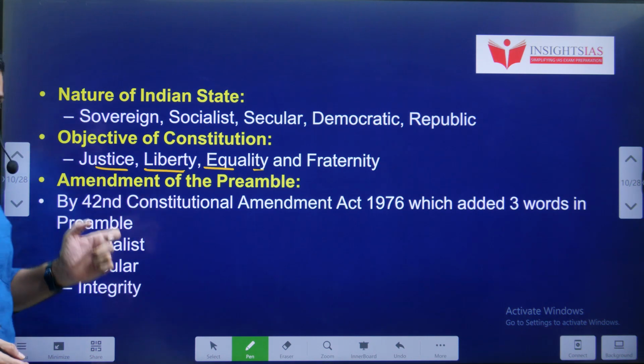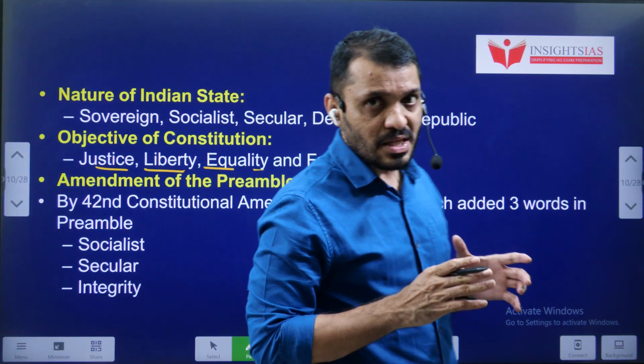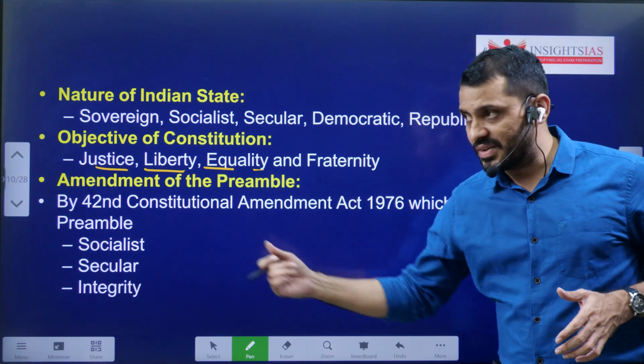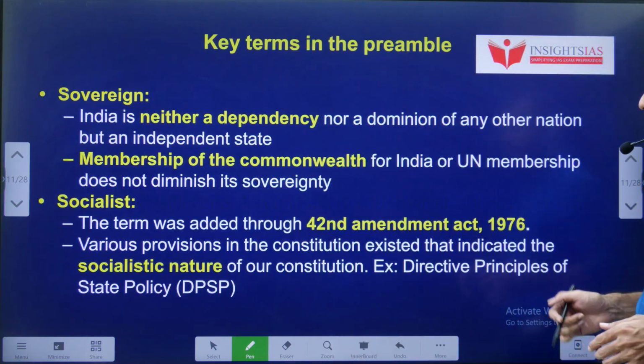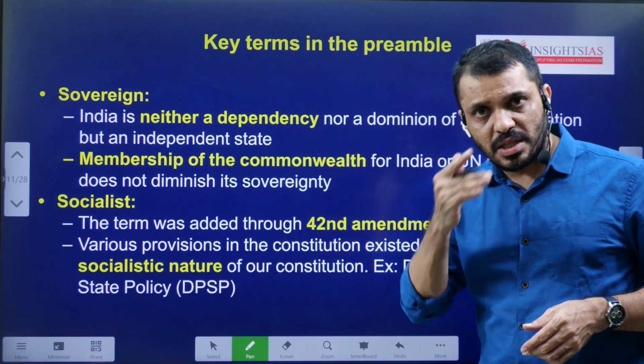Amendments to the preamble were done only once, through that amendment. These are the three words we added to the preamble. Next, key terms in the preamble.